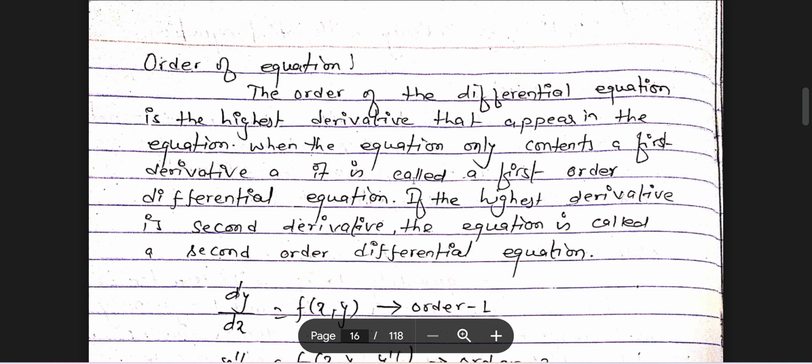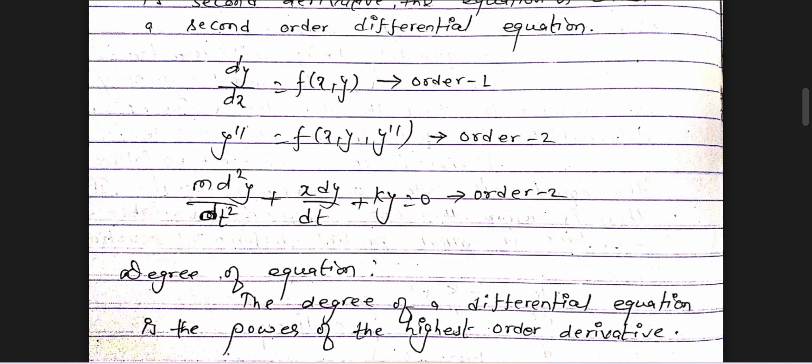Order of the equation: the order of a differential equation is the highest derivative that appears in the equation. When the equation contains only the first derivative, it is a first order differential equation. If the highest derivative is the second derivative, then the equation is called a second order differential equation. For example, dy/dx = f(x, y) is order one, y double prime is order two, and m d squared y by dx squared plus k dy/dt is order two.